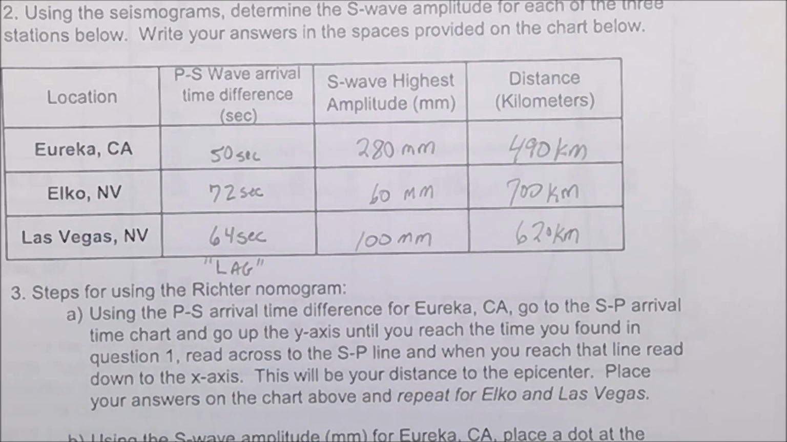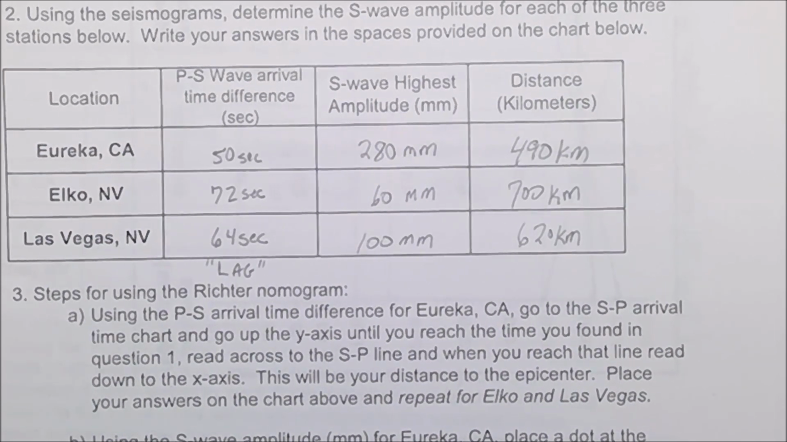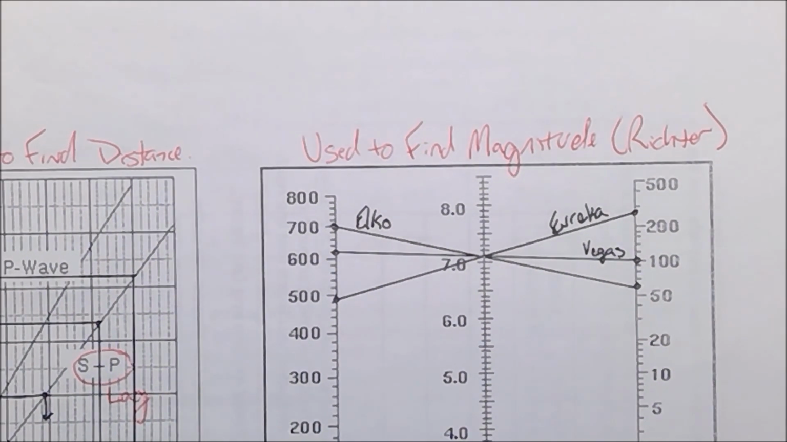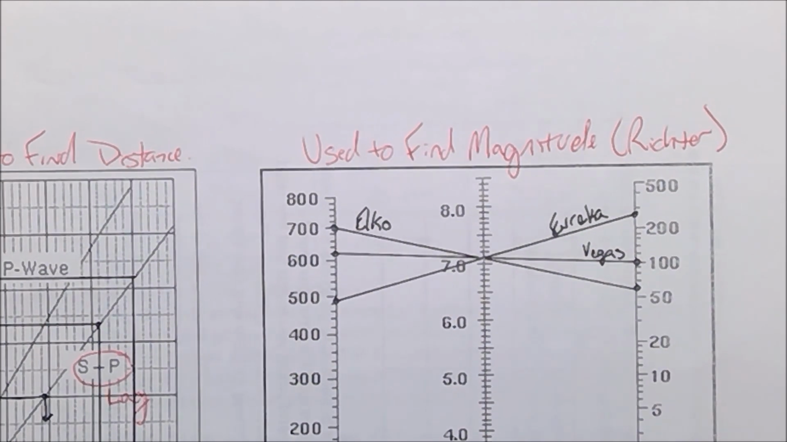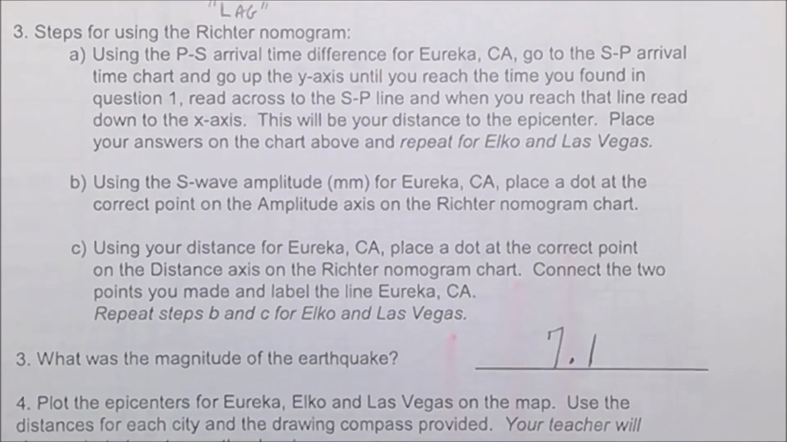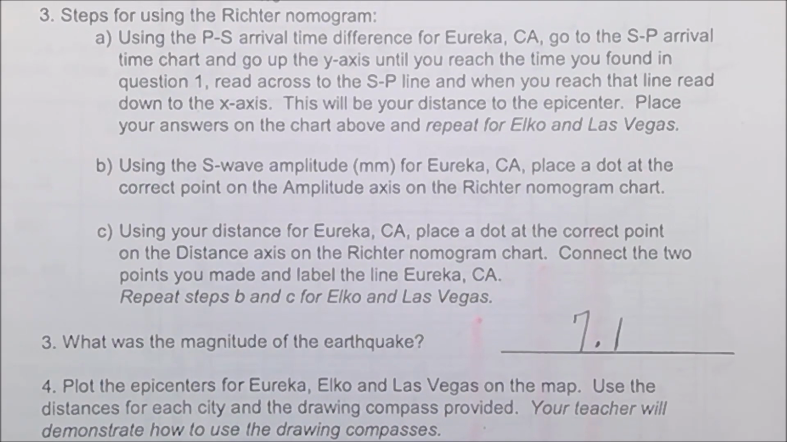Constructing all three of the Richter nomograms, this was the chart that I got using those distances, and you can see that for all three of them, they made a nice intersection. So we recorded the magnitude of our earthquake as 7.1. So sliding down, you should have gotten a magnitude for this earthquake of 7.1. If you got 7.0 or 7.2, there is some variation in this.